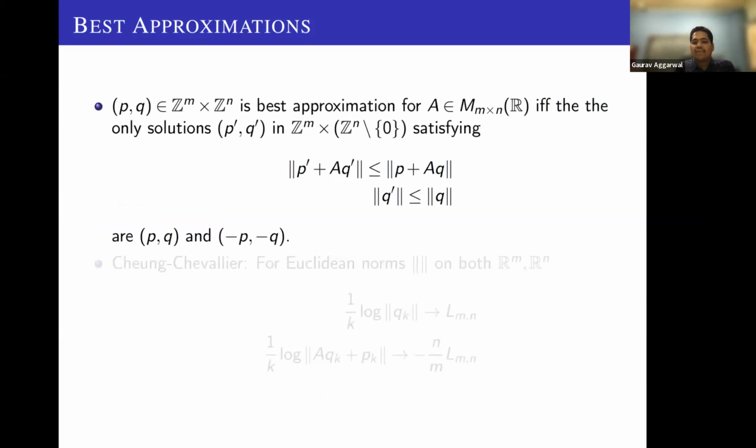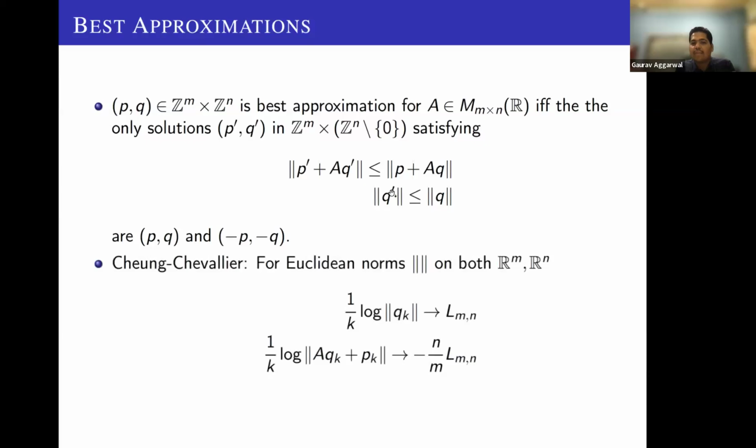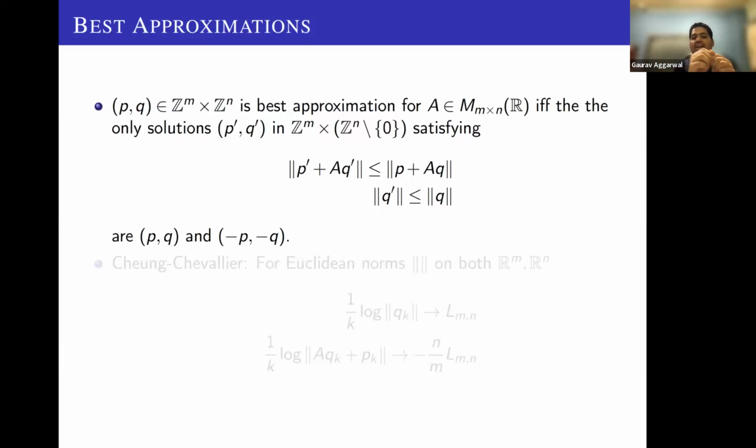In high dimension, the natural definition is that PQ will be called a best approximation of a real matrix A if the error obtained at level Q is smaller than all the earlier values. This is equivalent to saying that if we get some Q prime at a lower level with smaller error, this is not possible. So the only solutions should be PQ and minus PQ.